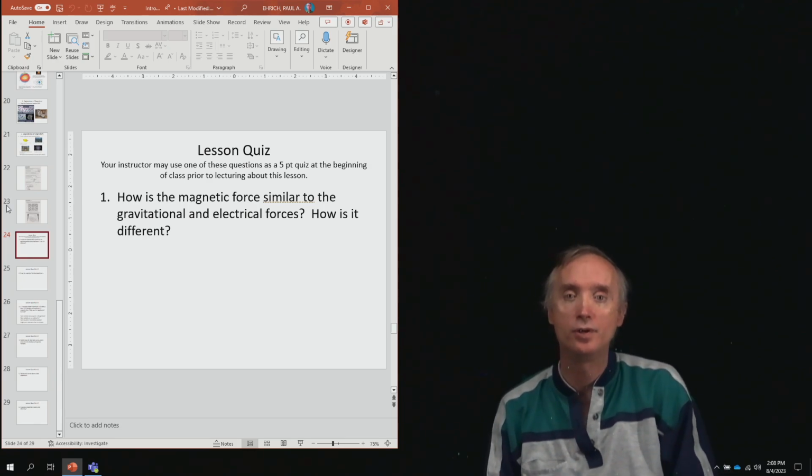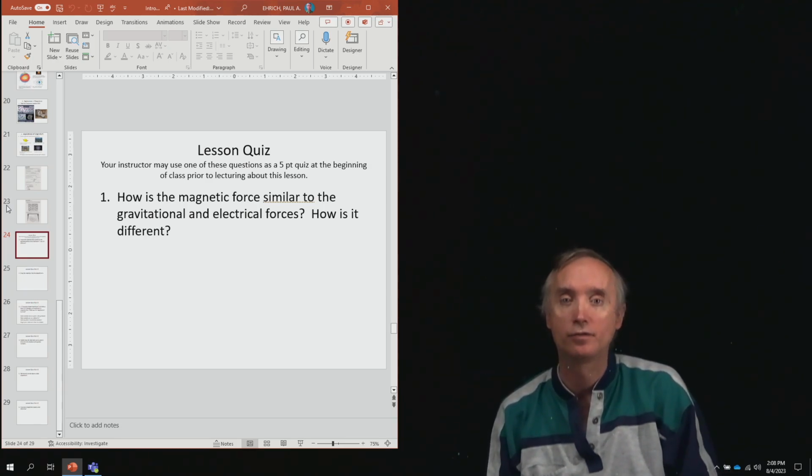Okay, so it's time to take a quiz over what we've learned. So we have question 1. How is the magnetic force similar to the gravitational and the electrical forces, and how is it different?